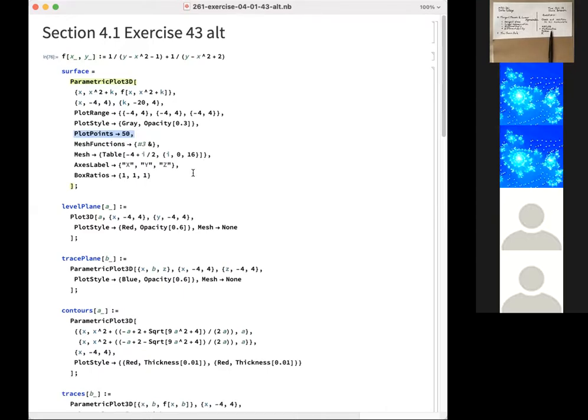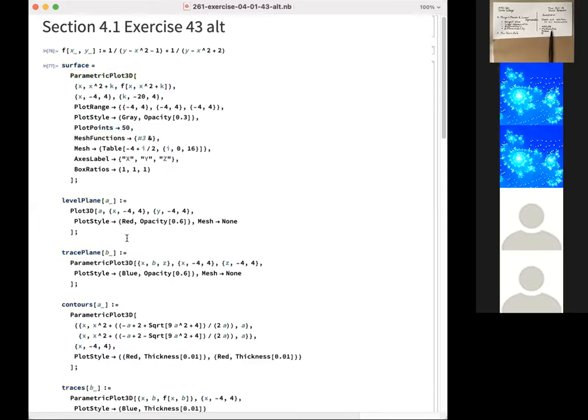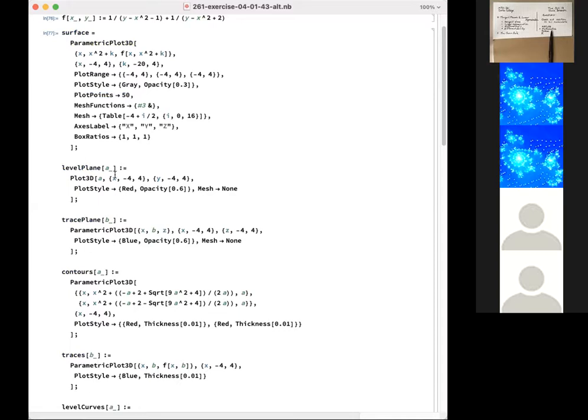Now PlotPoints can be very dangerous or expensive. If you get up to 100 or 200 plot points, that can take some serious time. Don't overdo it there. But 50 plot points, maybe up to 100 plot points, you can really add some clarity. Then I have the mesh functions, the mesh, the axes labels, the box ratios. All these things are decorations after I plot the basic surface. Then I wanted to make the level planes, the planes that slice that surface, but I wanted to go one step further in this problem than you were asked to do.